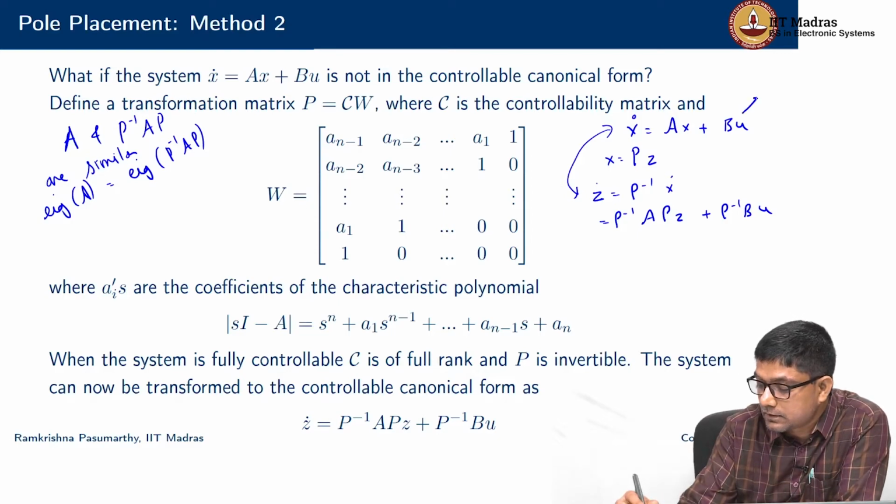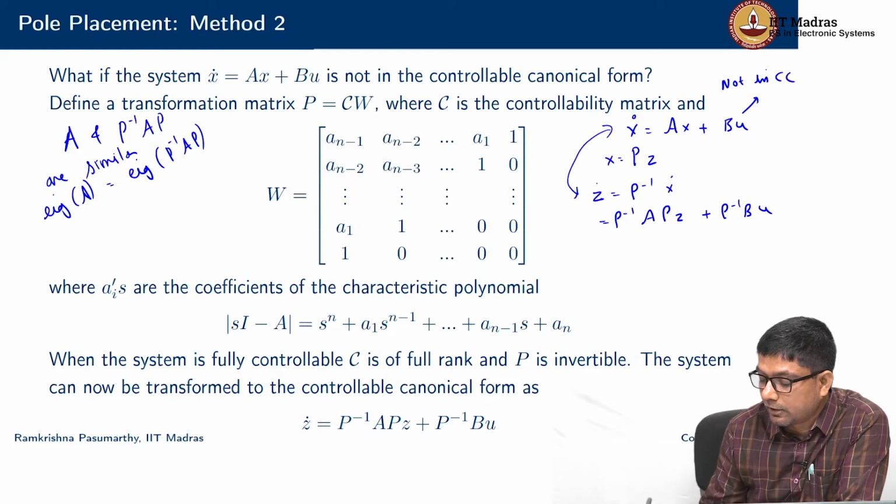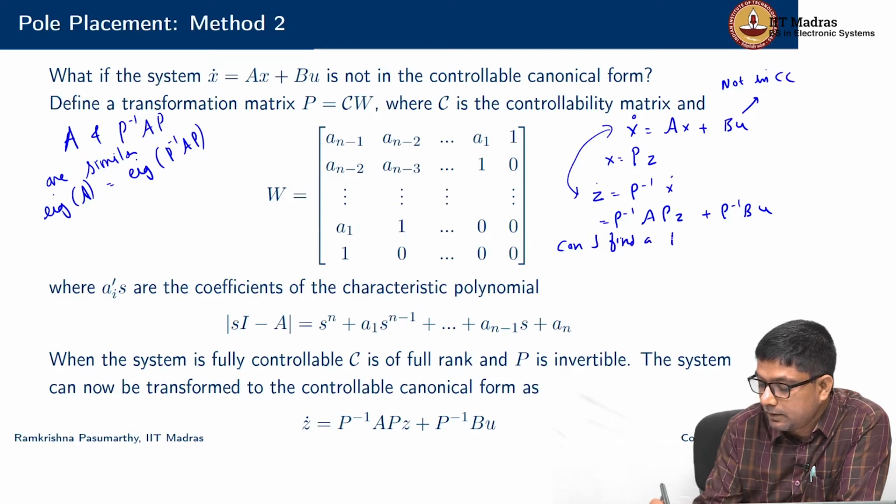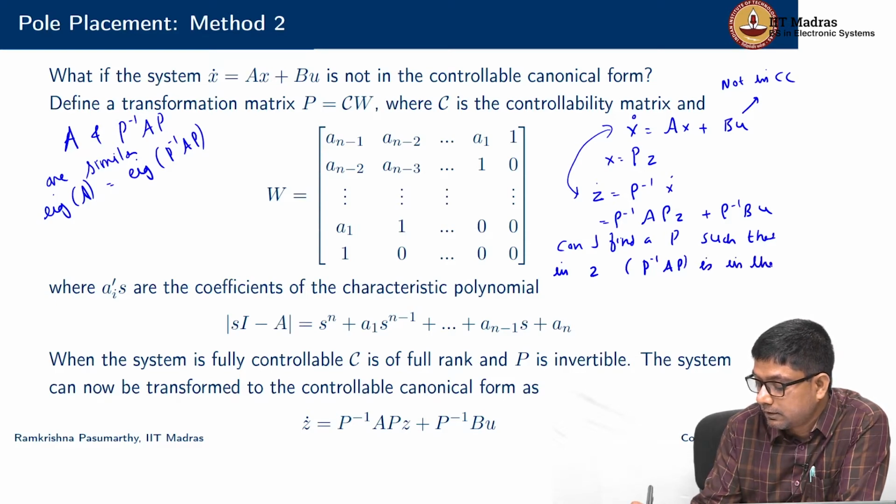Now, if this is not in the controllable canonical form, can I find a P such that in the z coordinates P inverse AP is in the controllable canonical form?